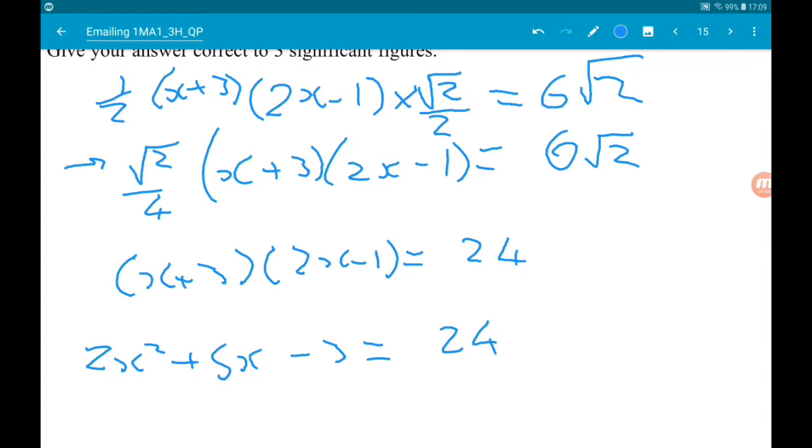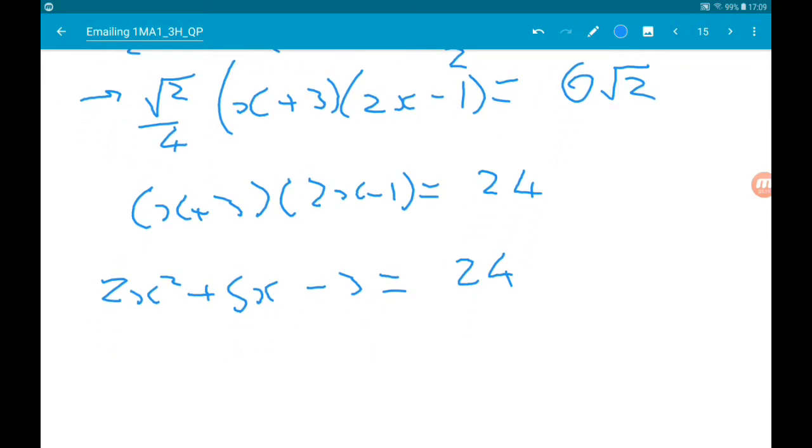Now then, this is a quadratic. To solve quadratics, you always want a 0 on the right and every other term on the left. So we're going to get rid of that 24 by subtracting it. So we're going to get 2x squared, add 5x, minus 27 is equal to 0. Okay, so that now is our quadratic that we need to solve.